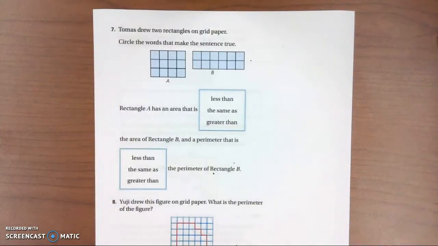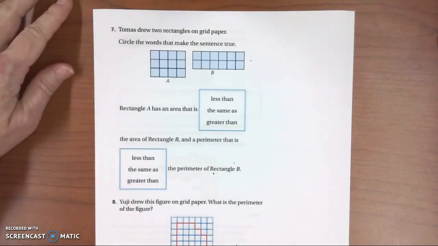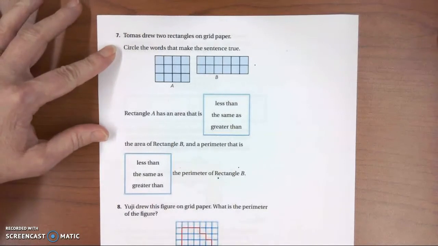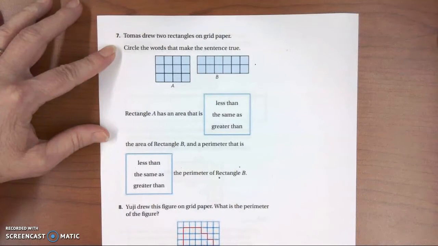This is third grade, chapter 11, unit review, and this is part 3 of the review, starting with number 7. Tomas drew 2 rectangles on grid paper. Circle the words that make the sentence true.